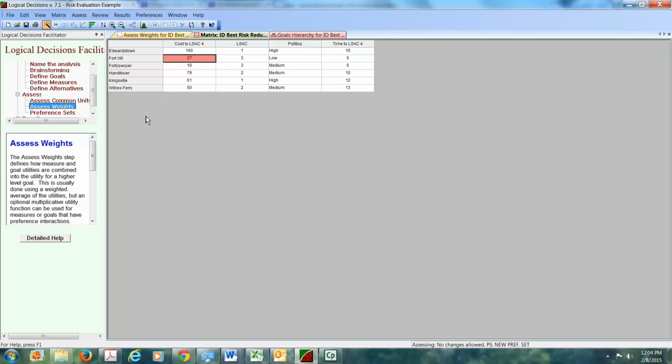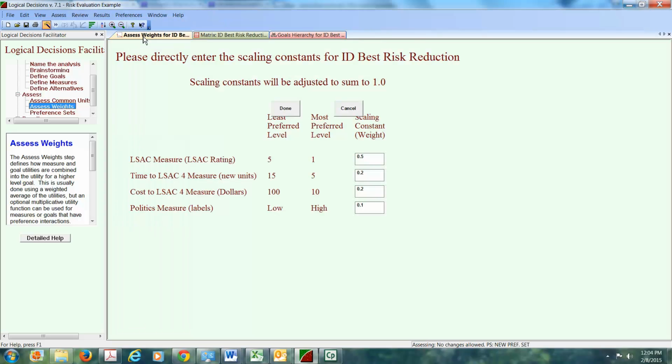Here we have 40 Warrior. That is something that's going to take $10 million. It's currently an LSAC 3. There's medium political interest, and it could get to an LSAC 4 rather quickly. So we have different levees there. Each levee has a measurement for each of the 4 criteria. We have said what the weights, the relative importance of these criteria, are.